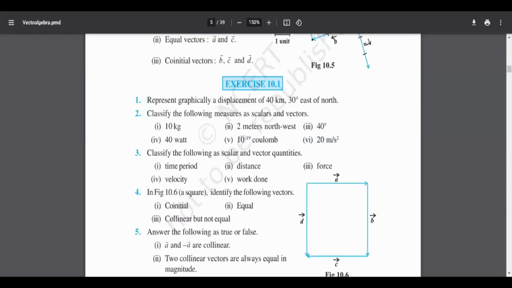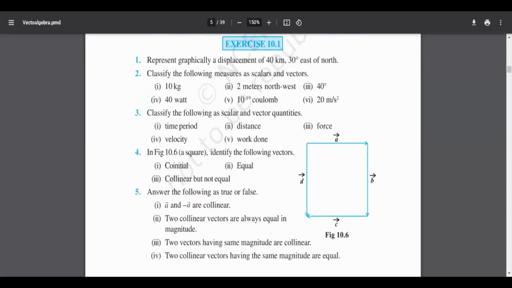Similarly, question number 3, again we have to classify the following into vectors and scalars. Time period. Again, time period has unit second and no direction. So this is scalar. Distance. Okay, this is nice. Distance and displacement are two different things. Distance does not have direction, so distance is scalar, but displacement has direction. So displacement is a vector.